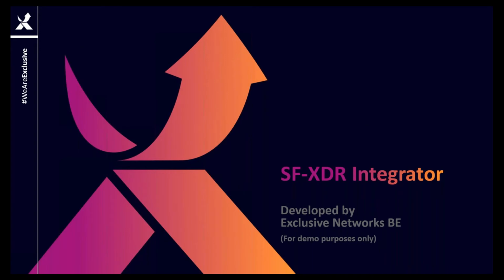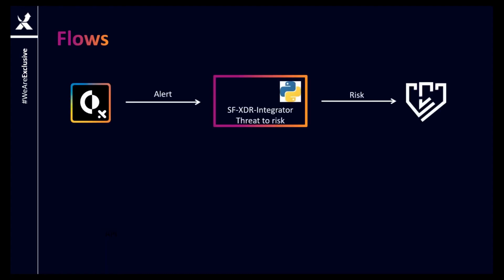I'm going to show you just briefly the integrator that we wrote. So this is an integrator we wrote between Silverfort and Cortex XDR. It's developed by ourselves, so it's for demo purposes only. But it's important that you understand for the demo what we exactly created. So we actually had two flows. The first flow is that our program looks at Cortex XDR and basically asks for all the alerts that happen in our environment.